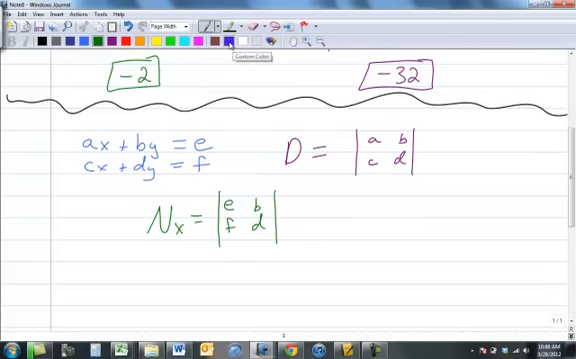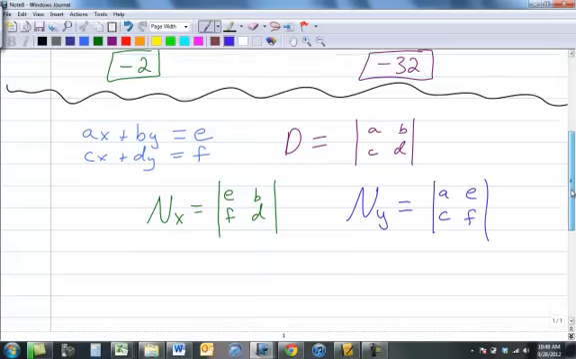But, and then there's one more. There's numerator Y. Numerator Y is a determinant. Now, since we're trying to find the Y, EF goes in the Y slot. EF is in the Y slot. And then the empty spaces are taken up by the regular values A and C. Kind of a weird thing.